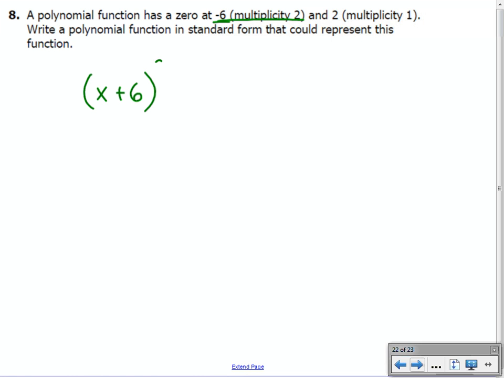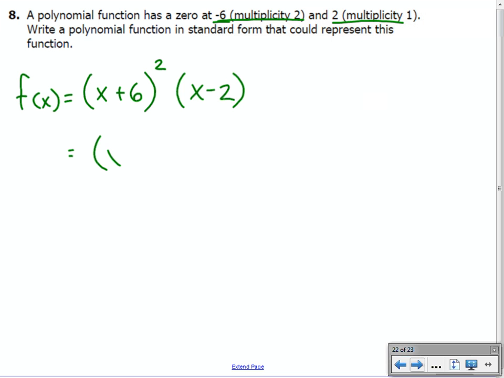Since the multiplicity is 2, it's this factor squared. Now, I also have a 0 at 2 with a multiplicity of 1, so that means I have a factor of x minus 2, and there's a single one of them, so it's just x minus 2. If I multiply this all back together and write it in standard form, now I have a function that's going to have zeros at negative 6 and 2 with those given multiplicities.